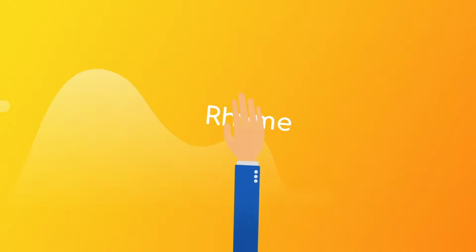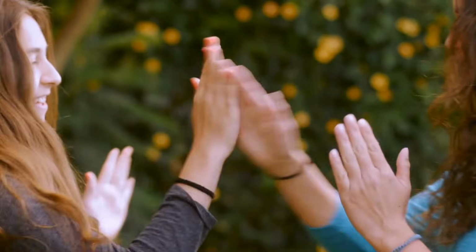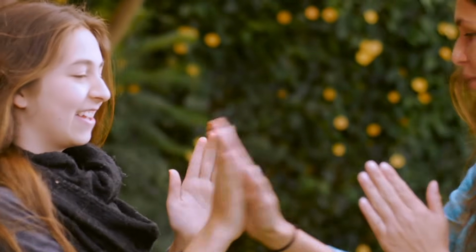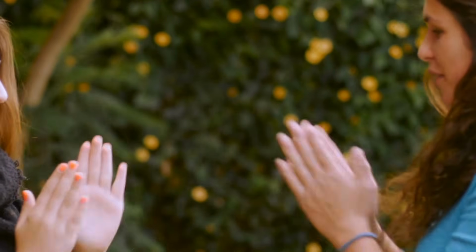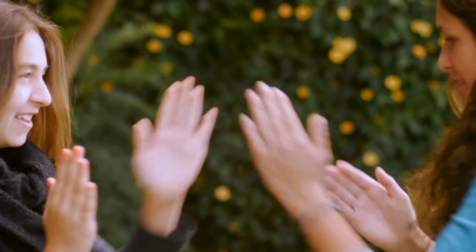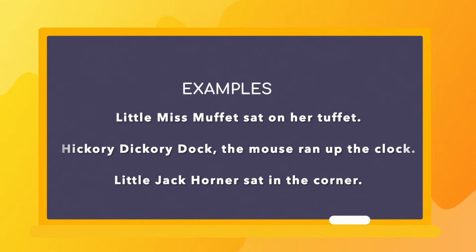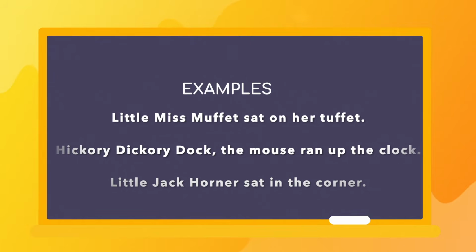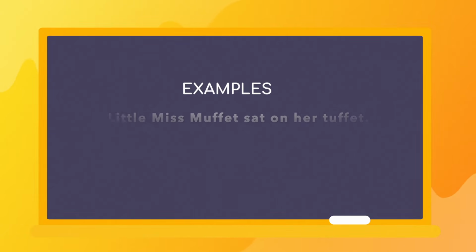It's time to rhyme. Rhyme is a poetic device in which identical or similar concluding syllables in different words are repeated. Rhyme most often occurs at the end of poetic lines. The purpose of rhyme is to create sound patterns in order to emphasize certain words and their relationship. Nursery rhymes are great examples, and here are a few.